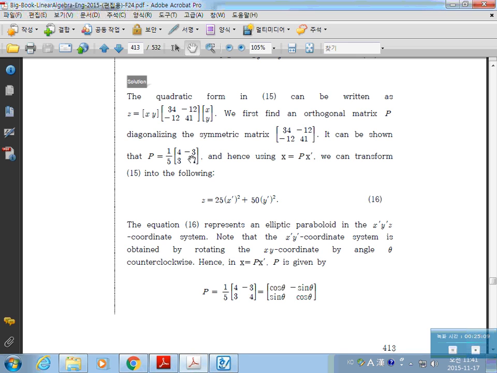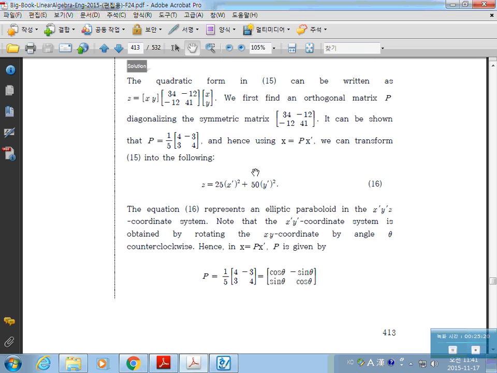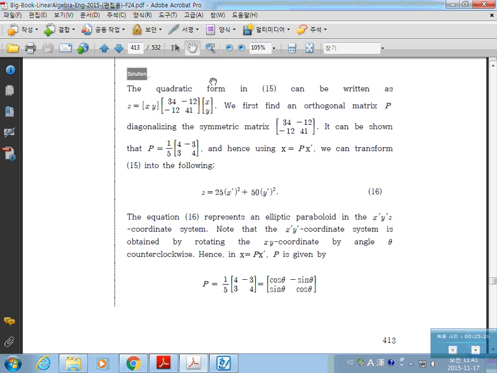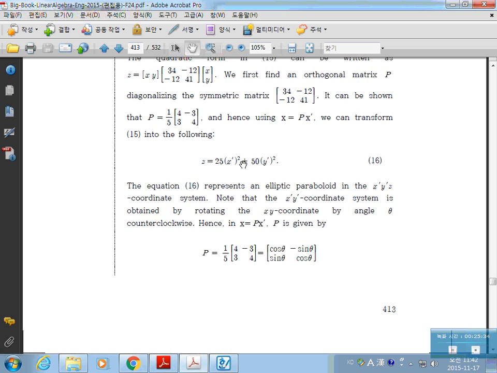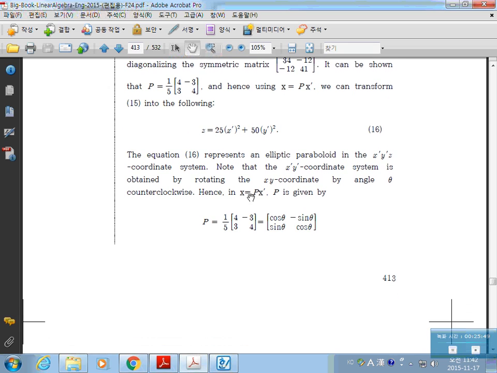From there, we can find the orthogonal matrix P from the eigenvectors corresponding to the eigenvalues of this matrix. Since the eigenvalues are 25 and 50, as you found already, this form can be simplified in this way, in a new x prime, y prime, z coordinate. What this means is you have two positive eigenvalues, so it's a paraboloid. When z is equal to 50, then we have what? An ellipse. That's the answer.